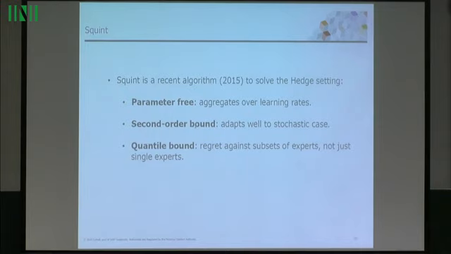It's also giving us this second order bound. This is interesting because what we've seen before is algorithms which have bounds in the adversarial case, but in the case we've been looking at, which is maybe slightly adversarial but mainly stochastic, the performance in practice can be worse. And finally, it's a quantile bound, and I think that's what the quant in Squint is about. That's saying that we're putting regret not just against single experts, but against all subsets of them.